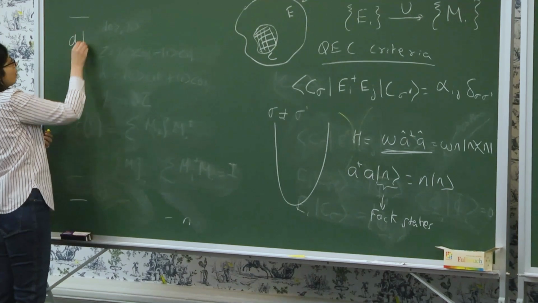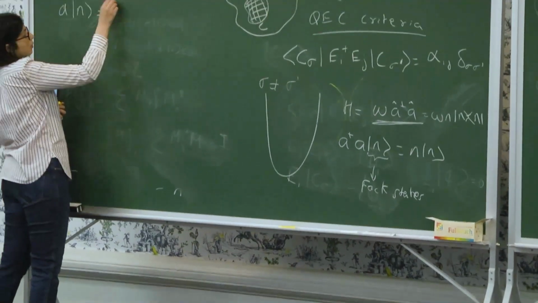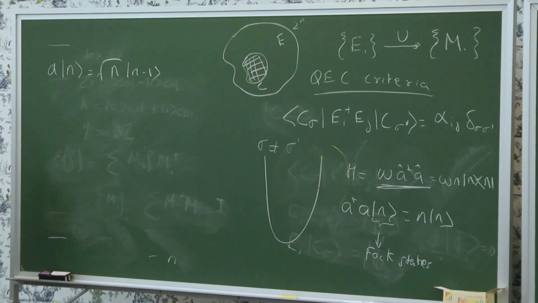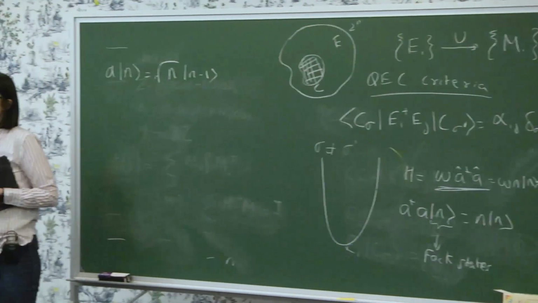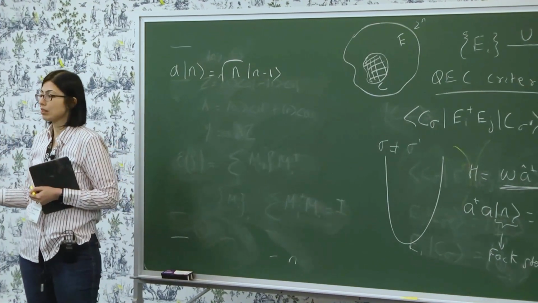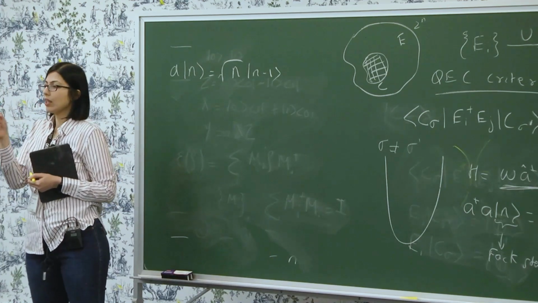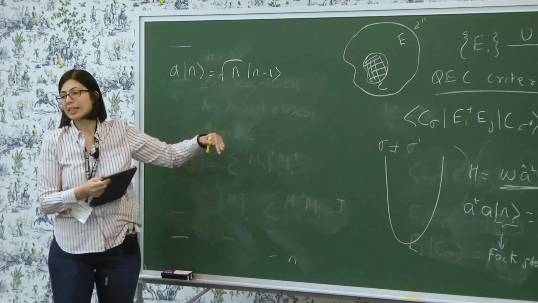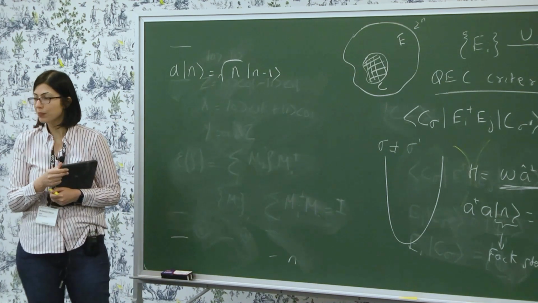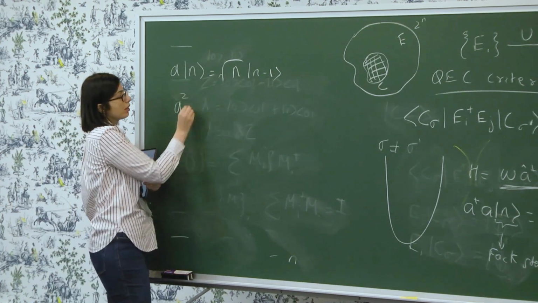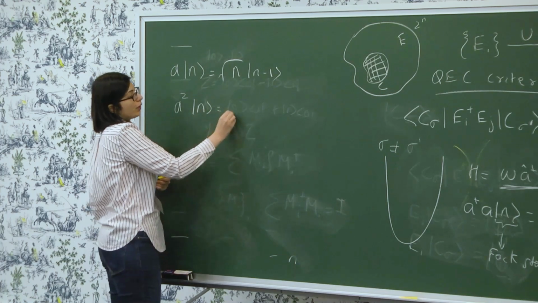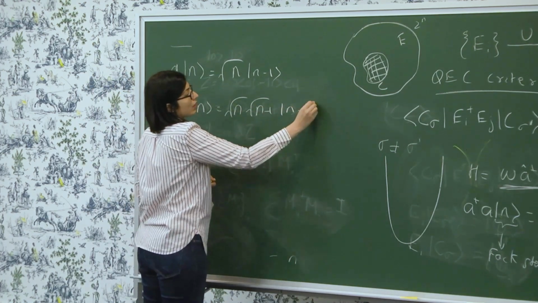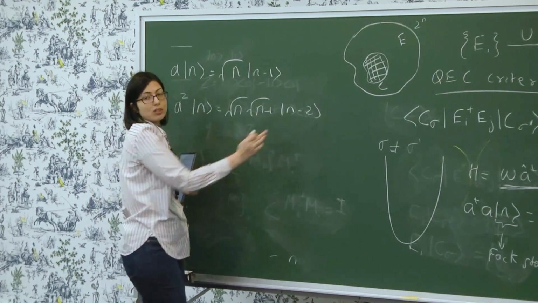Right, so a acting on n, if you remember, was square root of n times n minus 1. So the a operator actually removes photons from your system. A single action of a removes one photon, or one excitation from your harmonic oscillator. If you're at a squared, that would remove 2 excitations, right? You went from n to n minus 2, and so on.